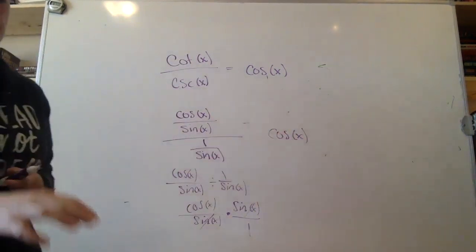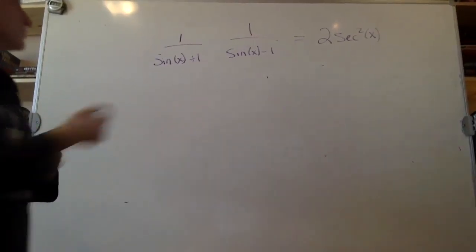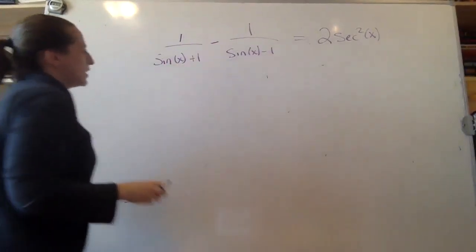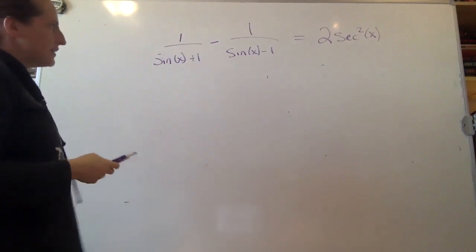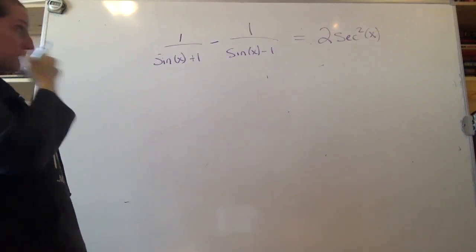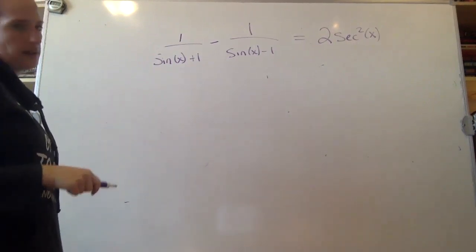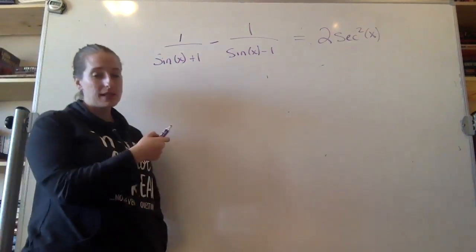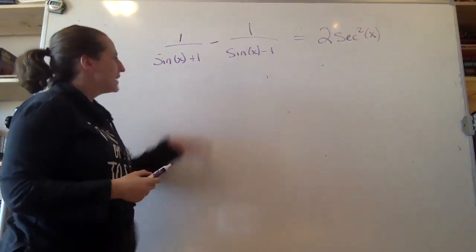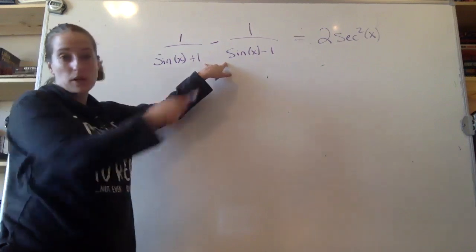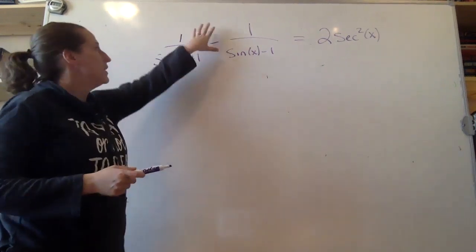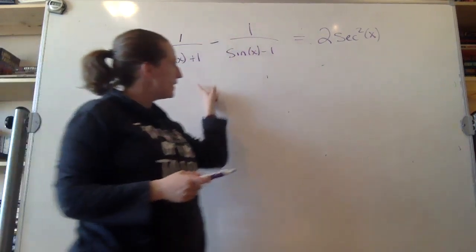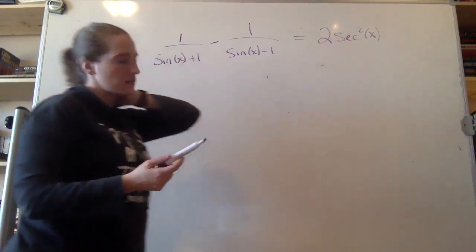There we go. All right, so next, we're going to try and verify that 1 over the sine of x plus 1 minus 1 over the sine of x minus 1 is equal to 2 secant squared of x. All right, first thing we need to do is pick a side to tackle. Well, I would definitely say that the left side is much more complicated than the right side. So we're going to start here and try and make this look like 2 secant squared of x.